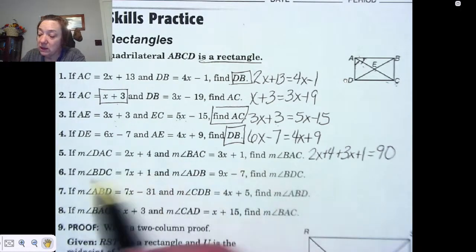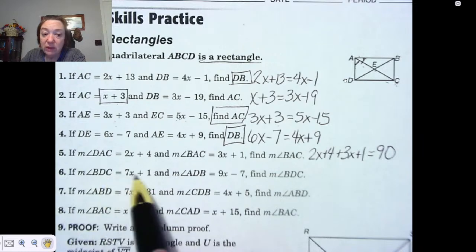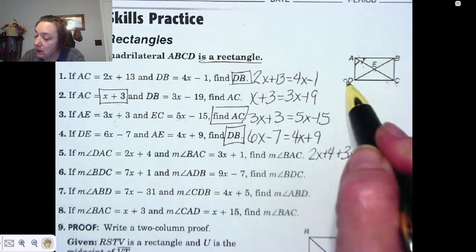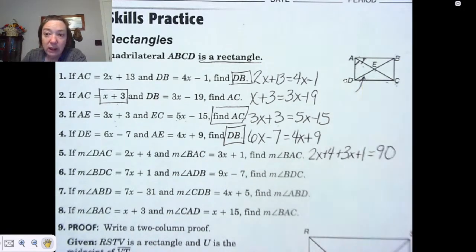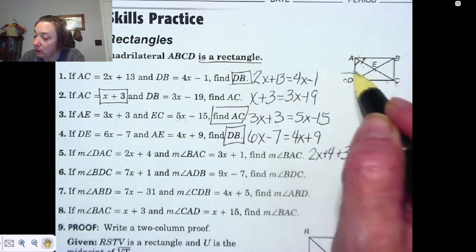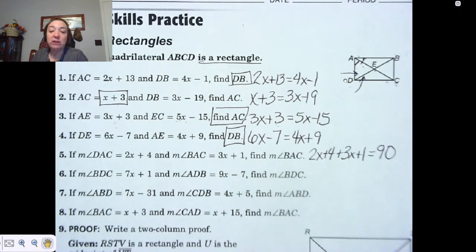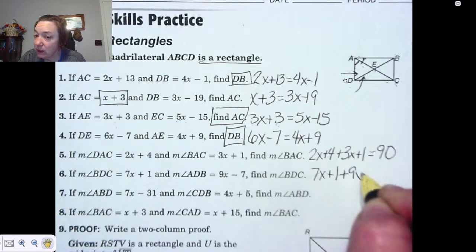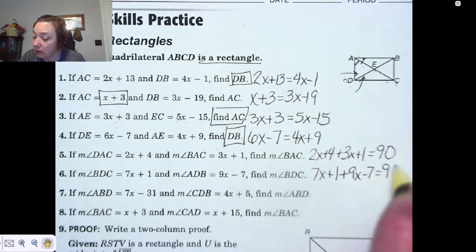So if you look at number 6, if the measure of BDC is 7x plus 1, BDC, that's this angle right here. BDC is 7x plus 1. And ADB, that's this angle right here. What do we know about them? They add up to 90. Y'all see how this works, right? I don't need to go through every one of these with you. You see how it works. Those two angles add up to 90. So you're going to set up your equation where 7x plus 1 plus 9x minus 7 equals 90 degrees.